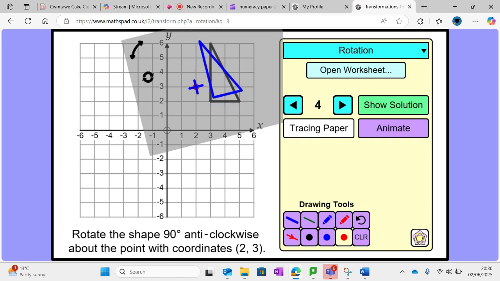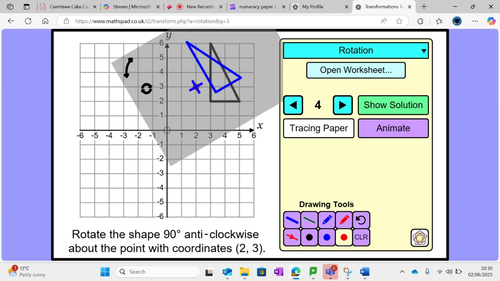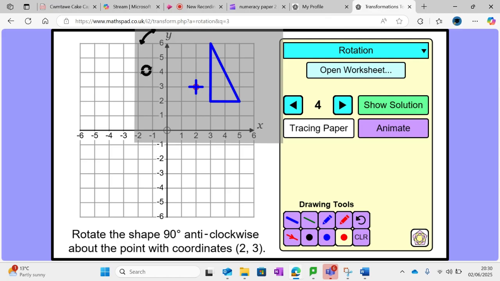That allows you then to turn, right? It's almost like you put a pencil on the center and you're using the center to turn it around that pencil point, okay? In this case, we want to turn 90 degrees anti-clockwise. Anti-clockwise is this way, okay? And I'll use the animate button, which will do it nicer than me. So here's a 90 degrees anti-clockwise turn.